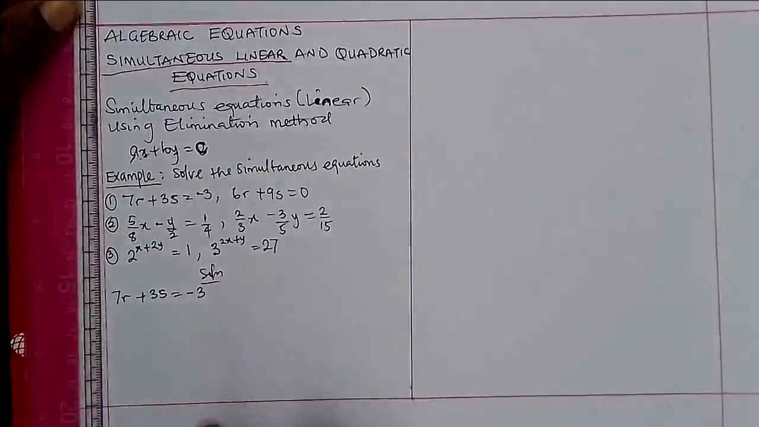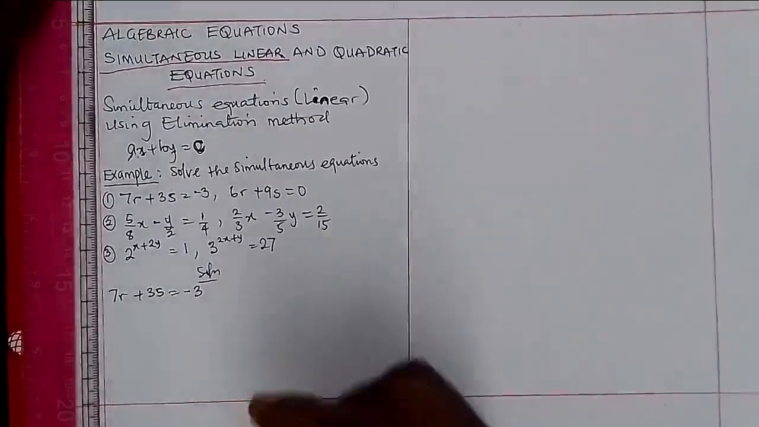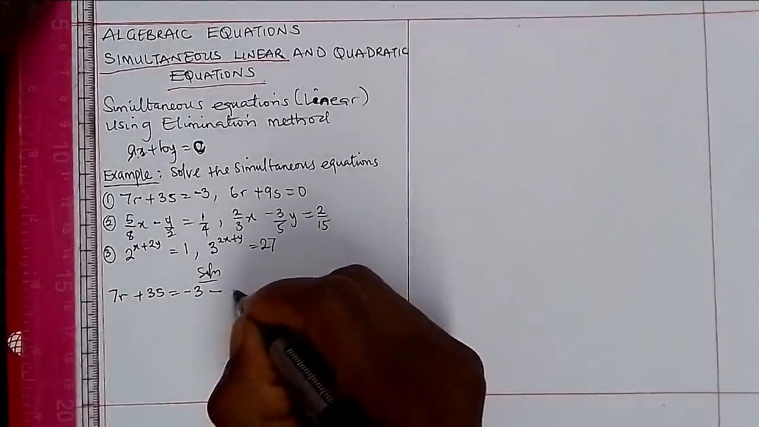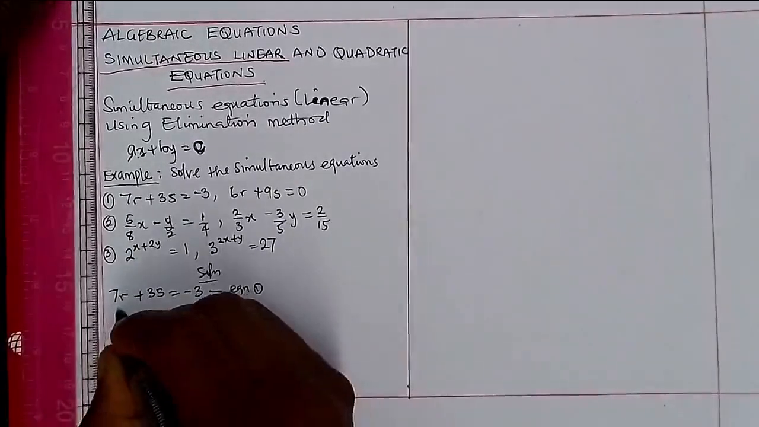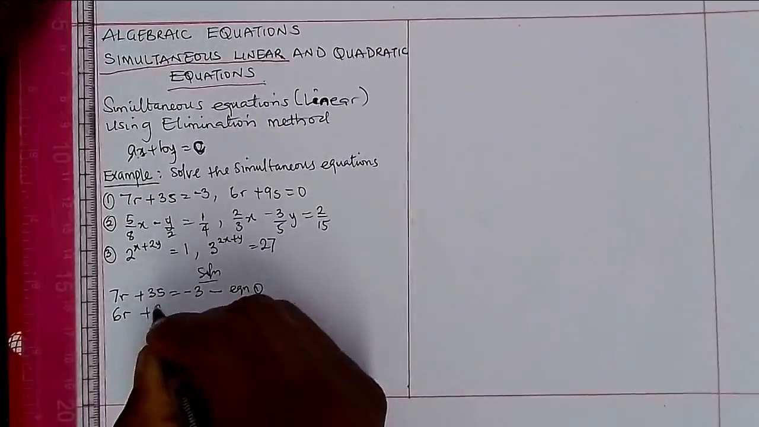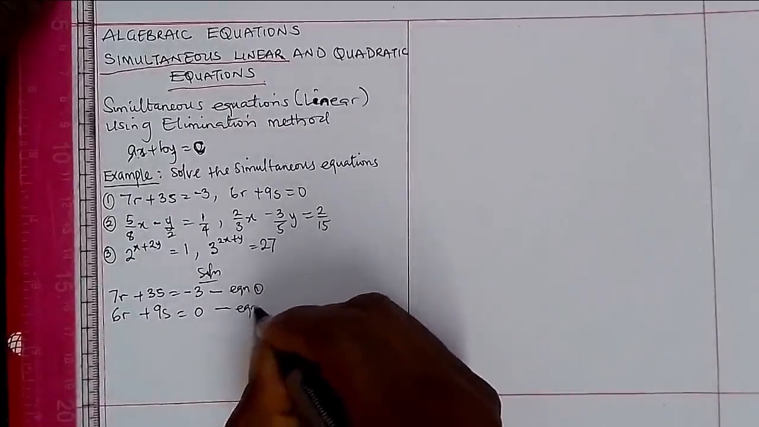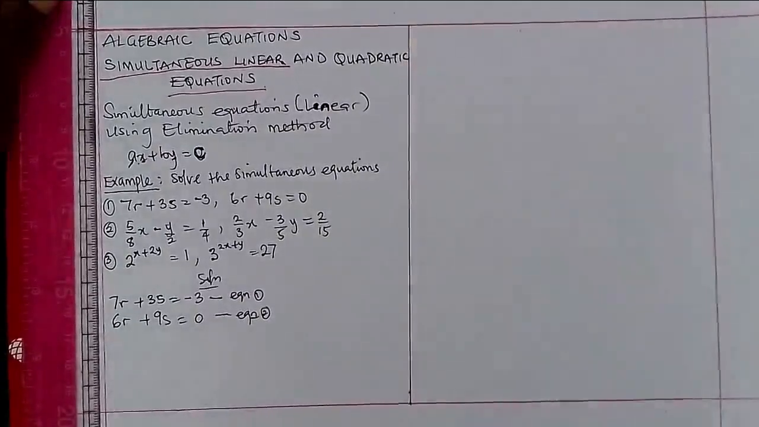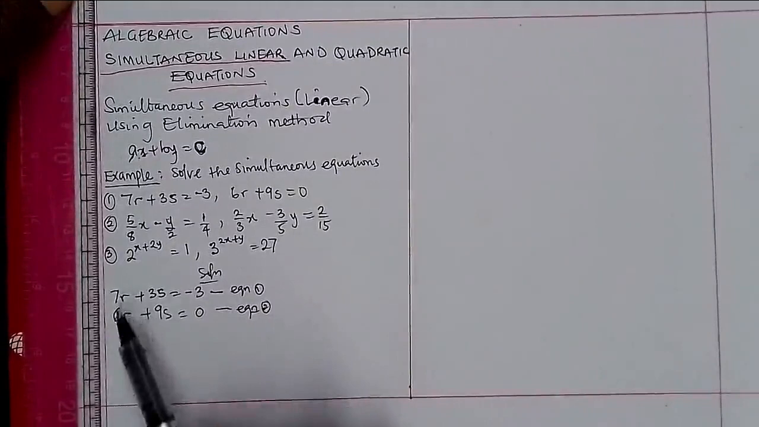The first one says 7r plus 3s is equal to minus 3. Let's call this one equation 1. Then the next one is 6r plus 9s is equal to 0. Let's call this one equation 2. Now, in the elimination method, we will look for which one we want to eliminate. Like here, I want to eliminate r.